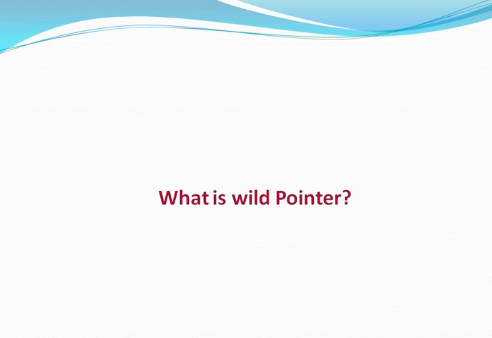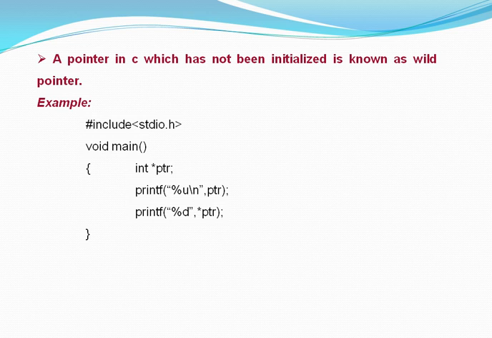What is a wild pointer? A pointer in C which has not been initialized is known as a wild pointer. For example, suppose you take one pointer variable of integer type, int *ptr. Now if you want to print the value of ptr, first you use %u, which prints the address of ptr. Now we print the value at that address, so %d with *ptr. We get some arbitrary address from ptr, and *ptr gives a garbage value. So here ptr is a wild pointer because it has not been initialized.